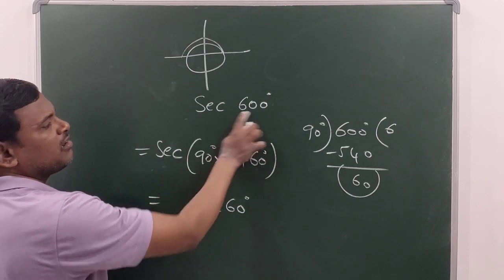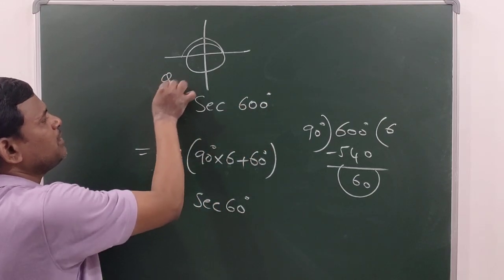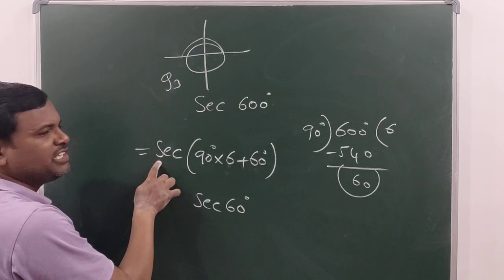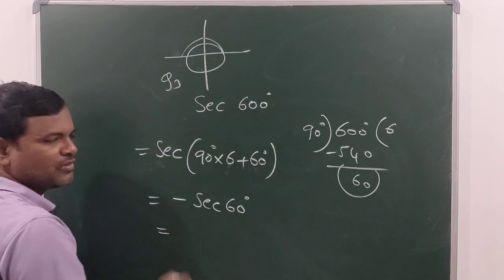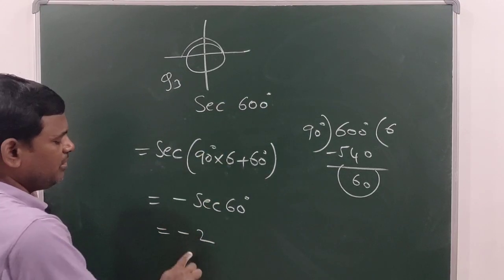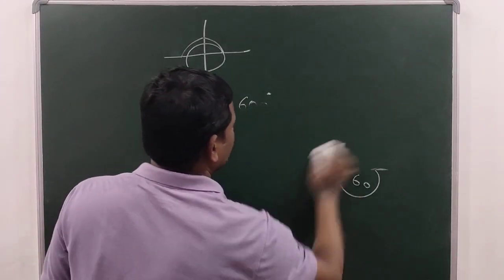Now confirm the quadrant in which 600 belongs. So where does it belong? Q3. In Q3, how is the sign of secant? Negative. Okay, you know secant 60 is 2. So the result will be minus 2. Okay, right.